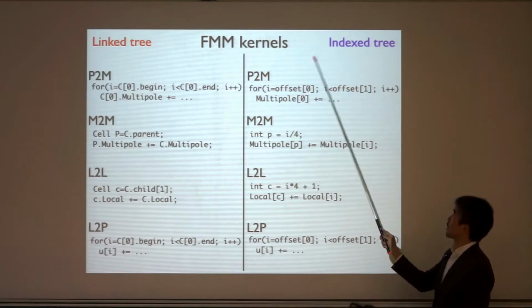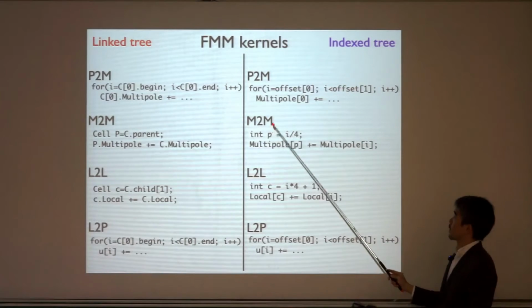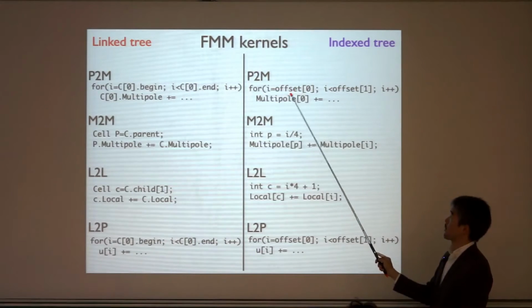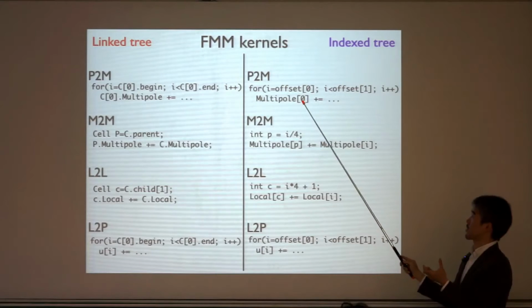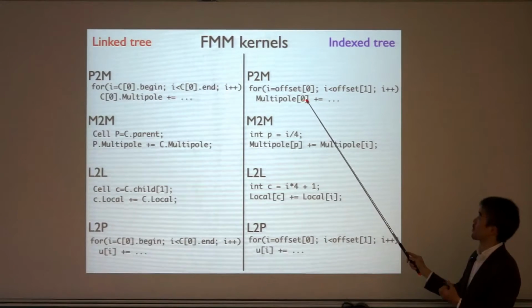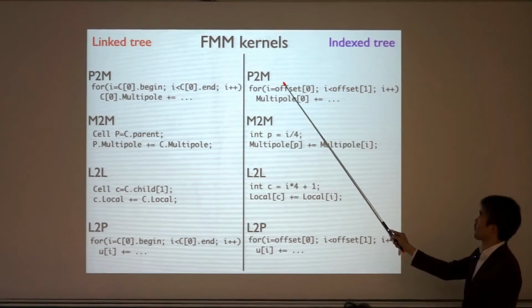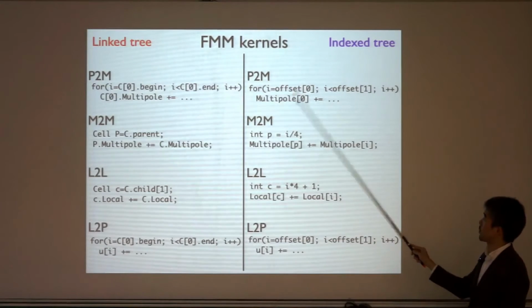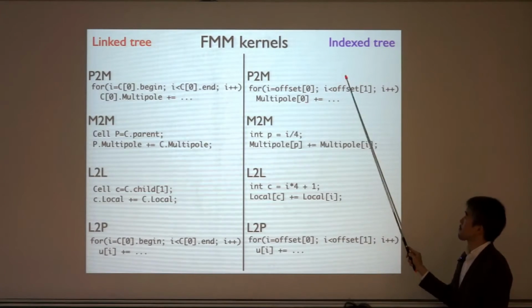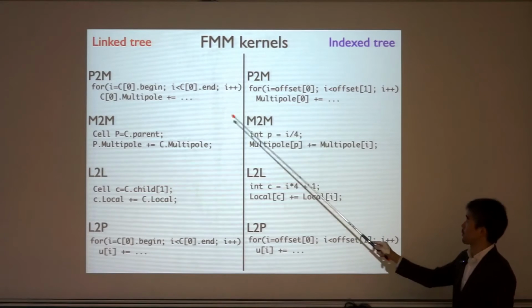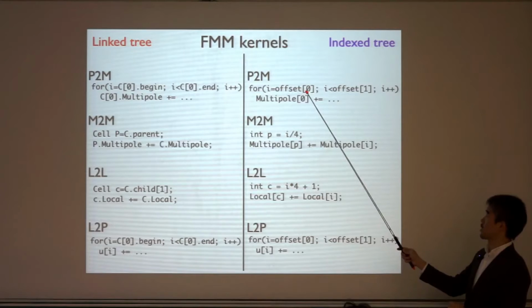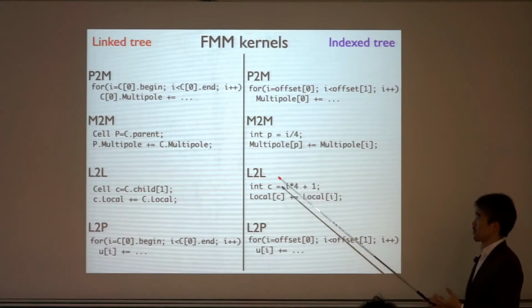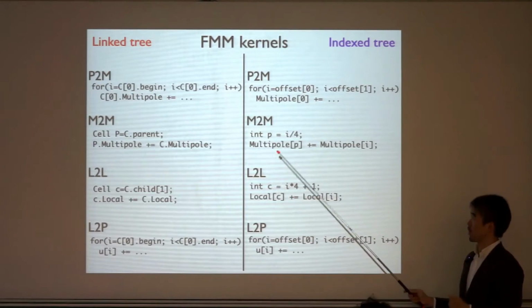Then on the index tree side, I mentioned you can have the offset being the loop counters for accessing all the points inside that tree structure, the leaf structure. So you just loop over from offset 0 to 1 and 1 to 2 for all the different cells. And then you can accumulate the multipole in the same way. This is all about accessing the bodies, the parents, and the children inside your cell. These three things are all you need to access.